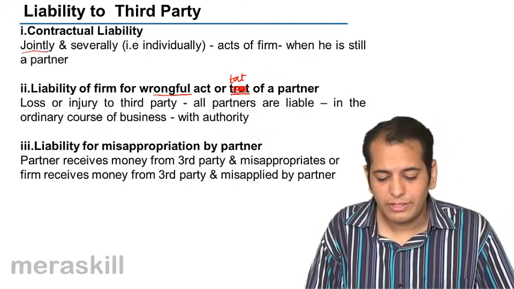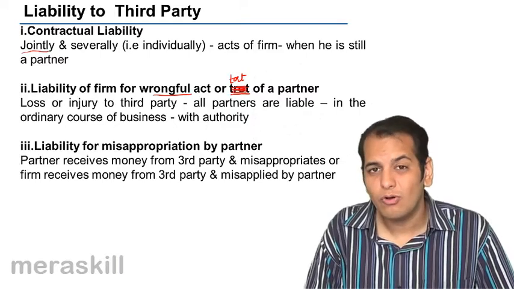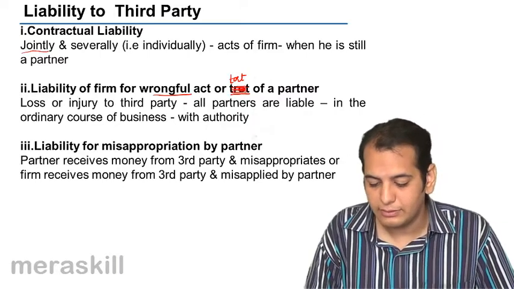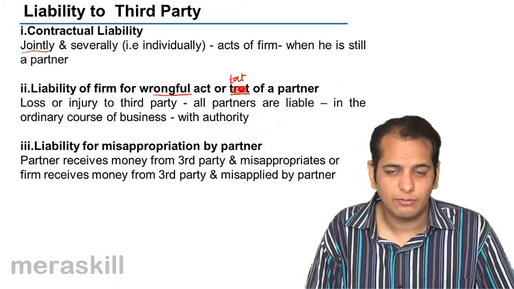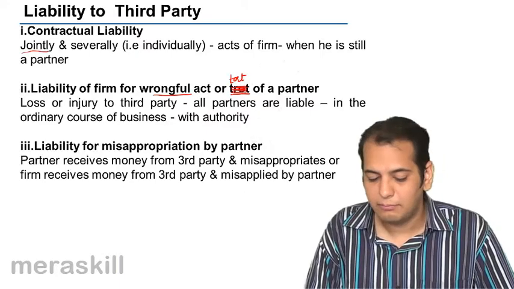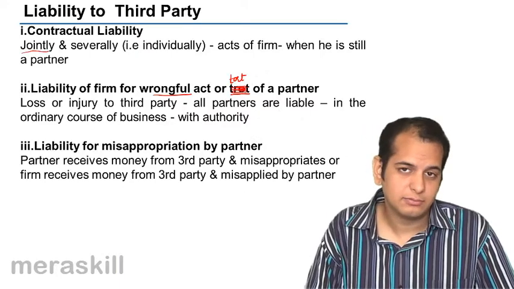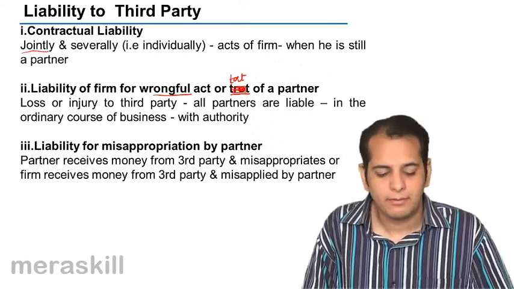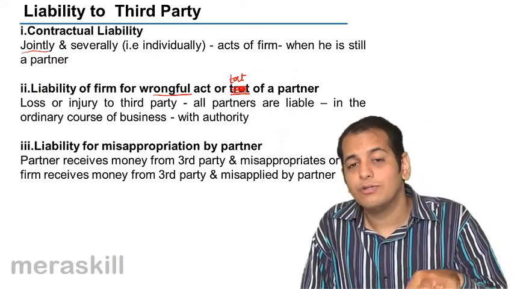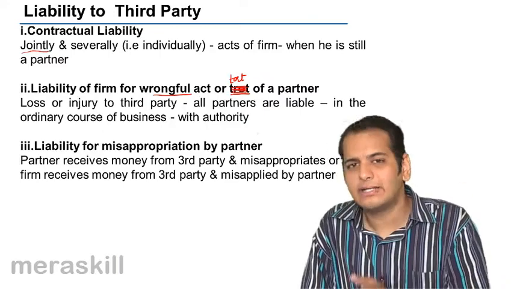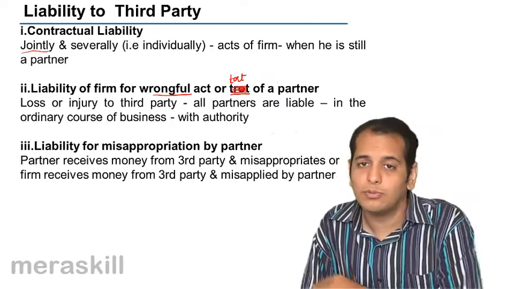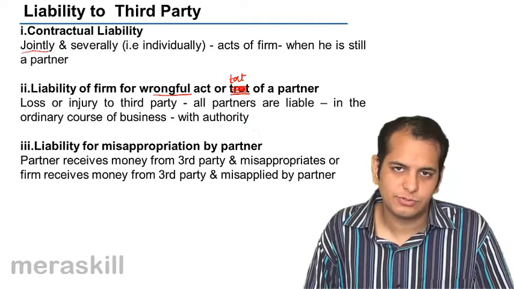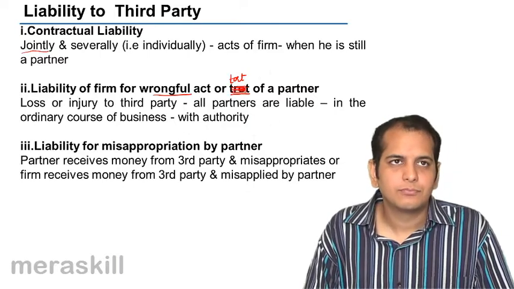So loss or injury: if there's some loss or injury to a third party because of a wrongful act of a partner, then all the partners are liable. The firm gets liable. The condition is the wrongful act of the partner should be connected with the business and should be in the normal course of business.